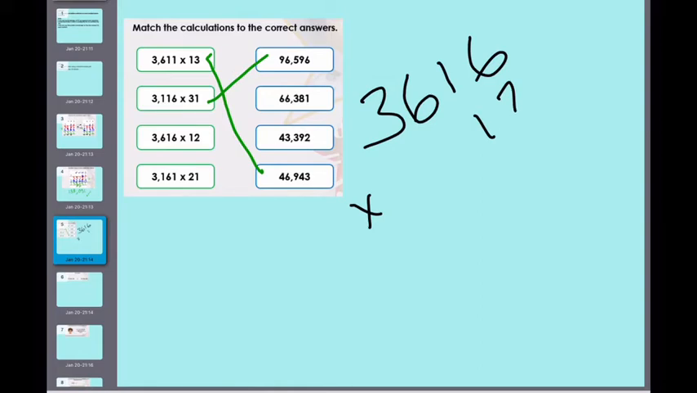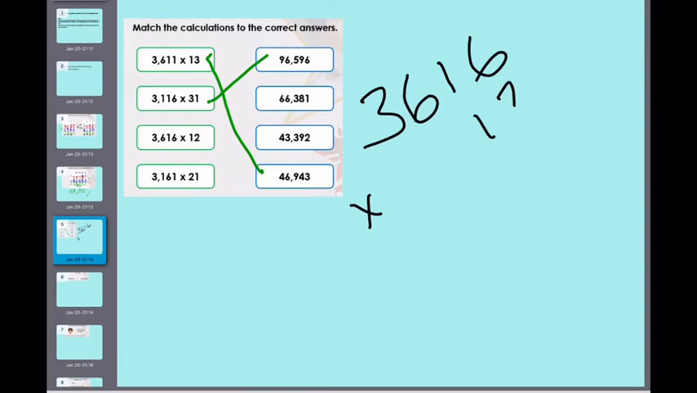3161 multiplied by 21. Starting with my ones, I've got a 1 in my ones, so I'm doing 1 times 1 is 1, 1 times 6 is 6, 1 times 1 is 1, and 1 times 3 is 3. Moving on nice and quickly to my tens, I've got 2 tens.